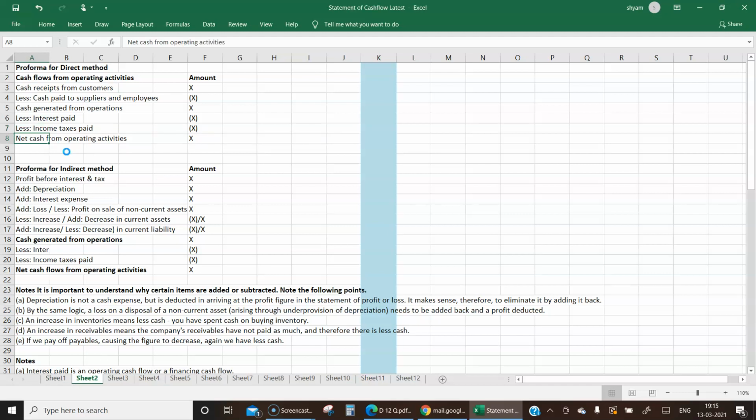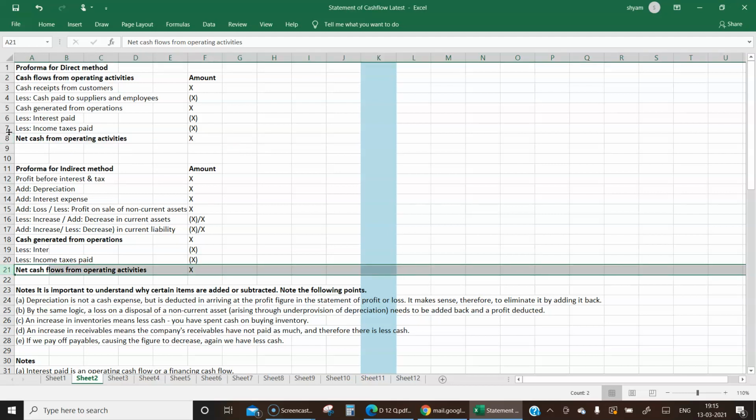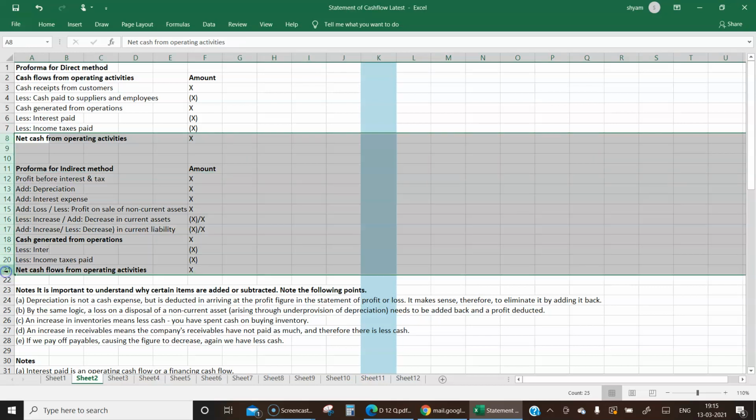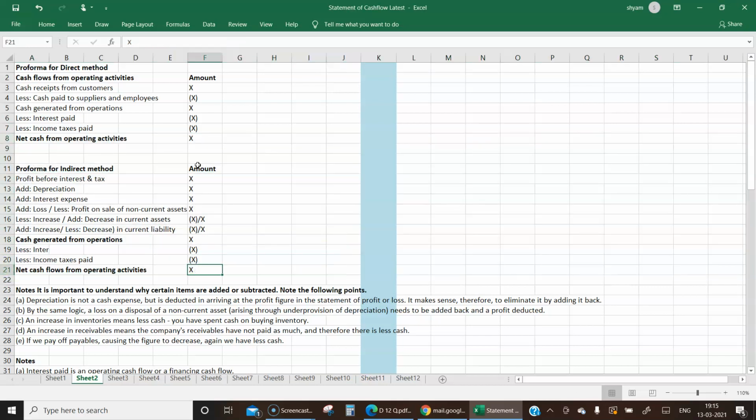If you see, both the formats will give you the same number as the last number, this one as well as this one. Both give you the same number, but the approach is different. So we'll see a few sums for the direct method first.